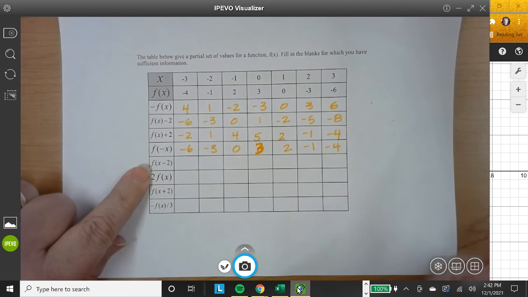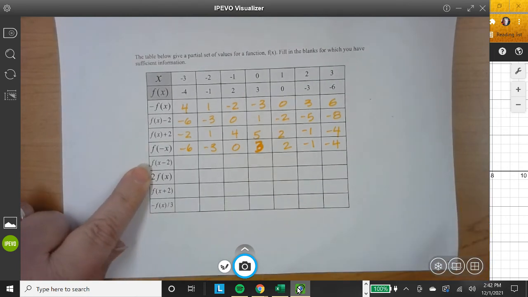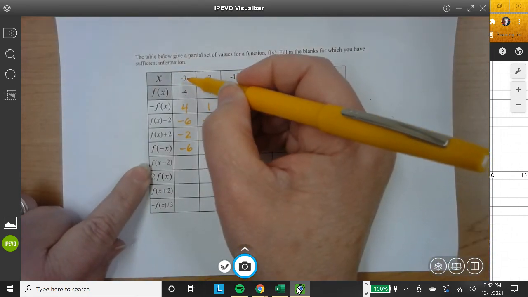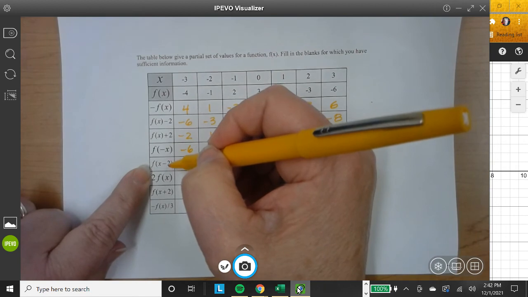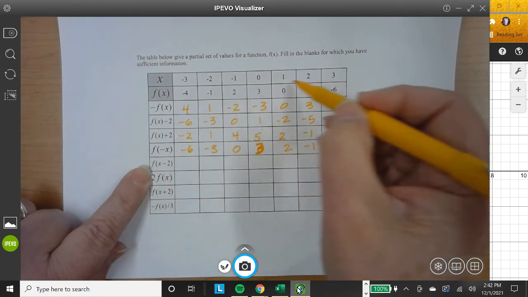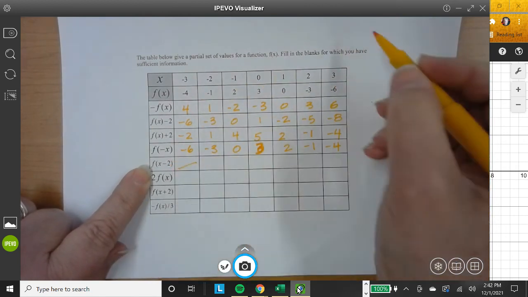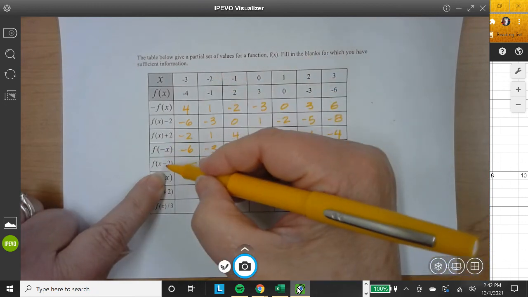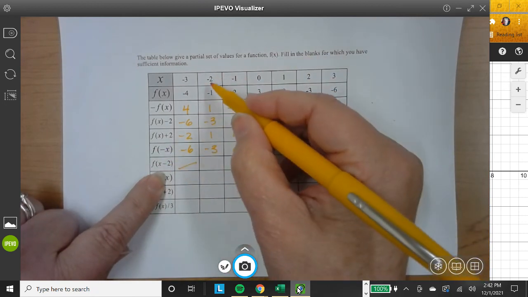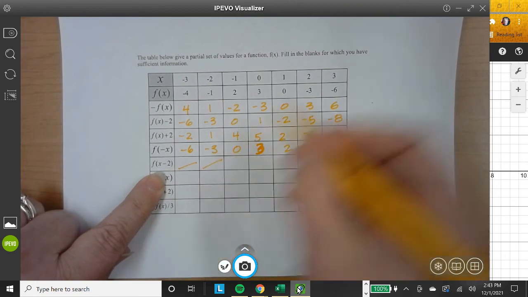This says we're going to take the graph and shift it right by 2. So what happens? I'm going to put negative 3 in here. So f of negative 5. I don't have a negative 5 up here, so that's a blank. f of negative 2 minus 2 is negative 4. I don't have a negative 4, so that's a blank.